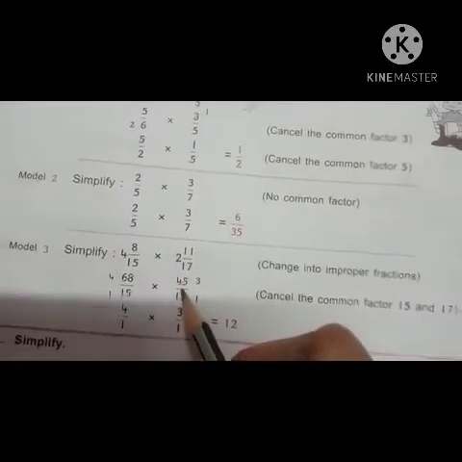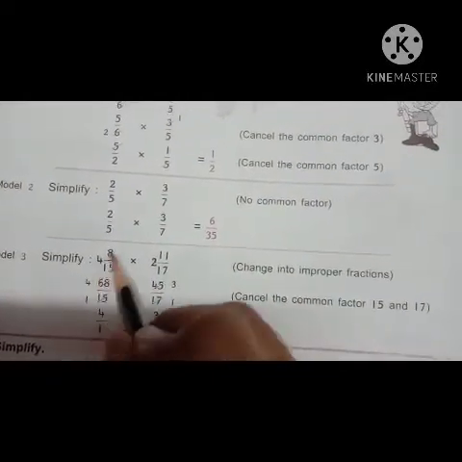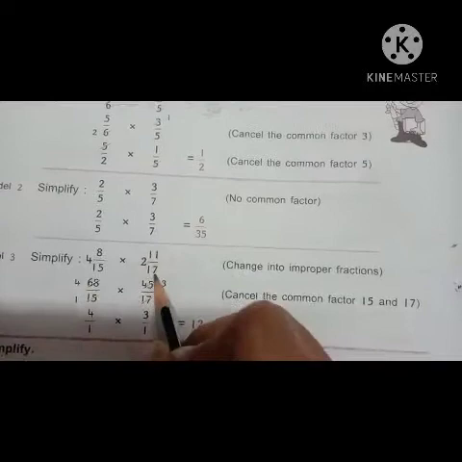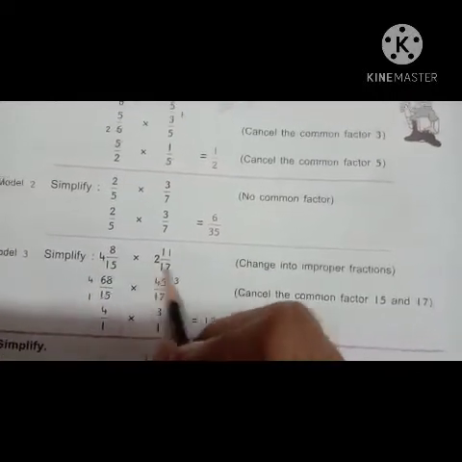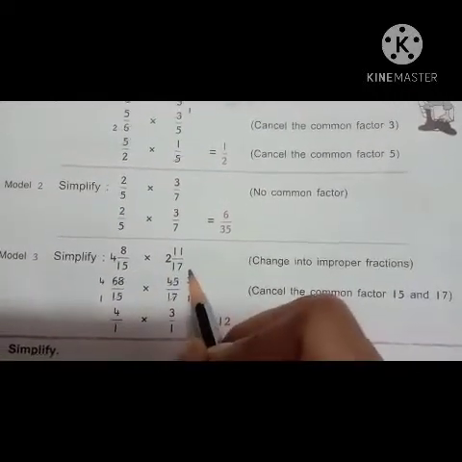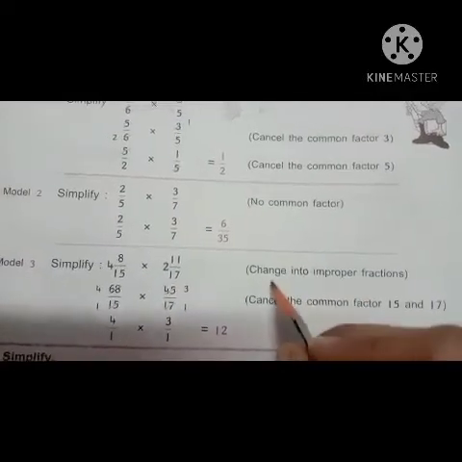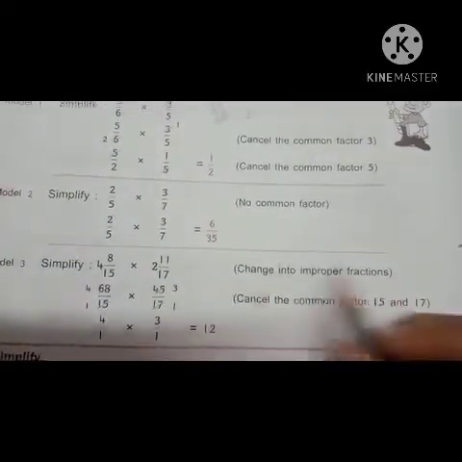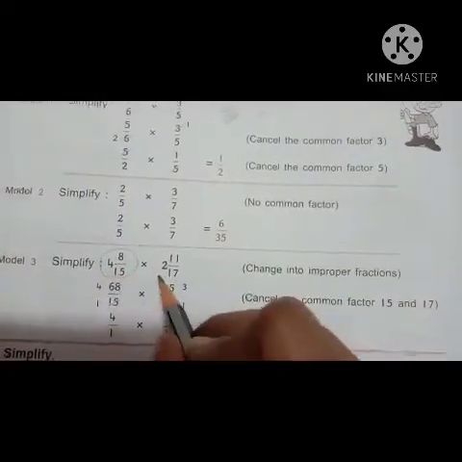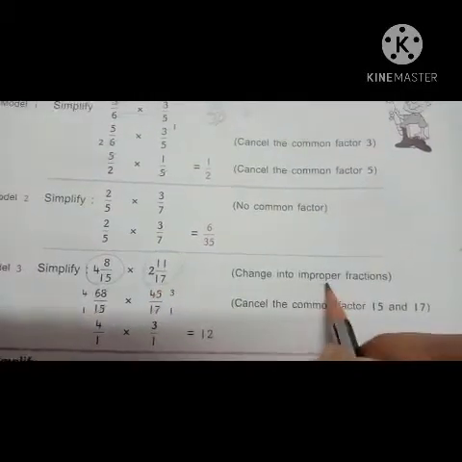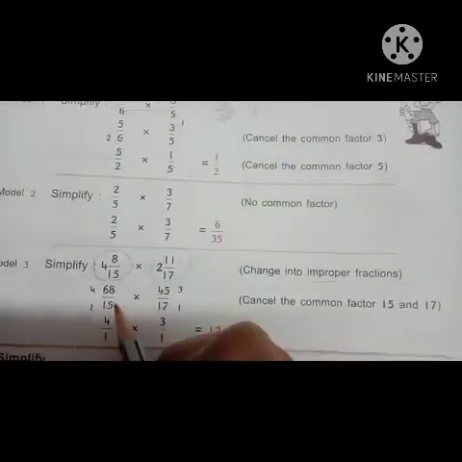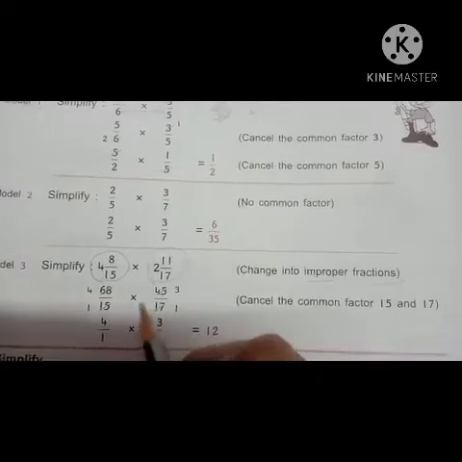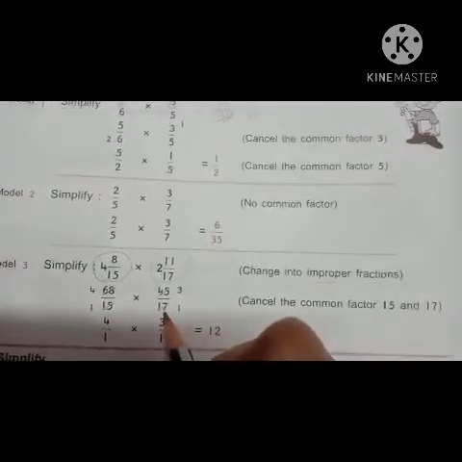See this example. It is very easy. 4 8 by 15 into 2 11 by 17. Here the two numbers are mixed numbers. We have to convert these two numbers into improper fractions. Okay, again see here: 68 by 15 into 45 by 17 are the improper fractions.